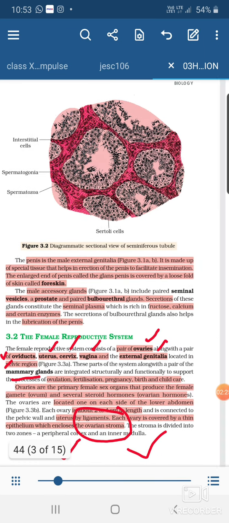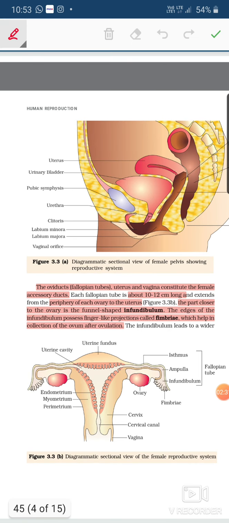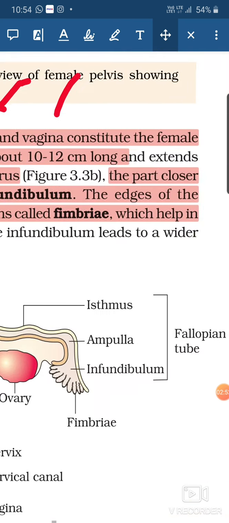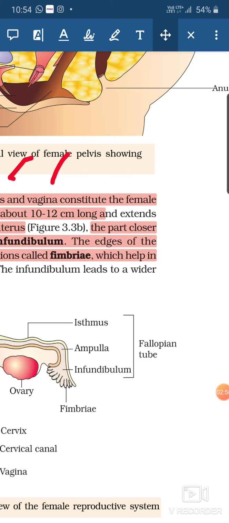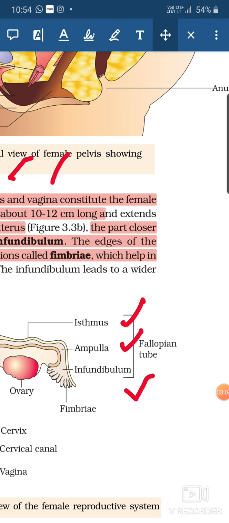Next we will discuss the accessory ducts. The fallopian tube, uterus and vagina constitute the accessory ducts. The fallopian tube is also known as the oviduct, and it is about 10 to 12 centimeters long. It extends from each ovary to the uterus, and it has three major parts. You can see in the diagram: isthmus, ampulla and infundibulum. These are the three major regions of the fallopian tube.